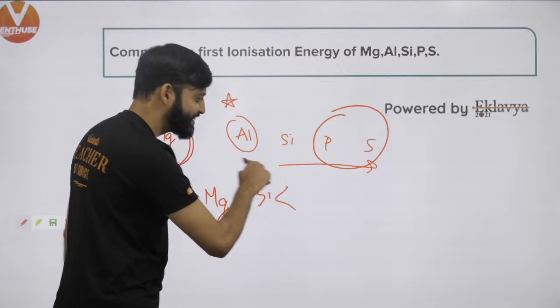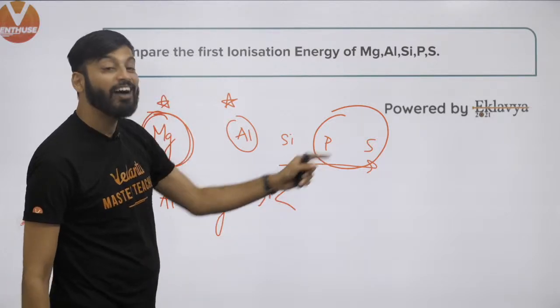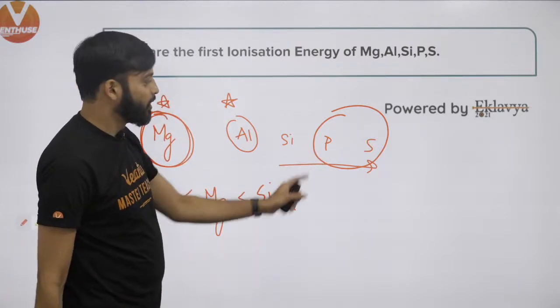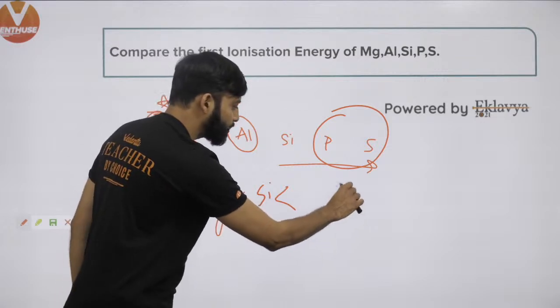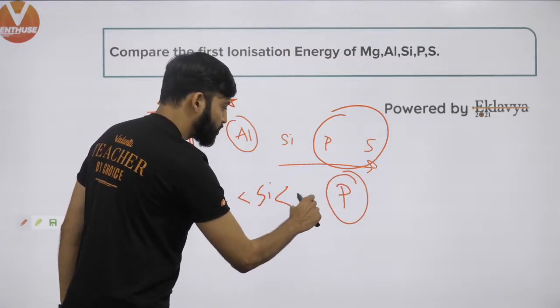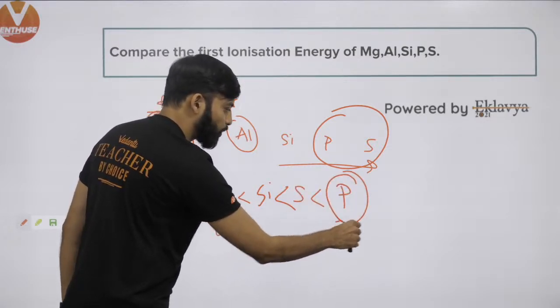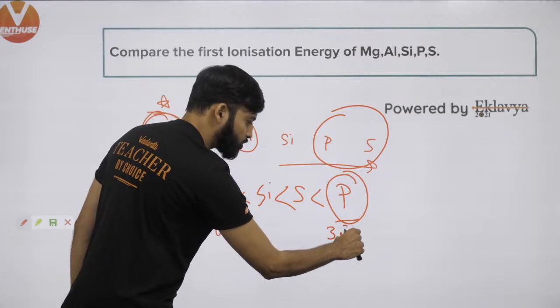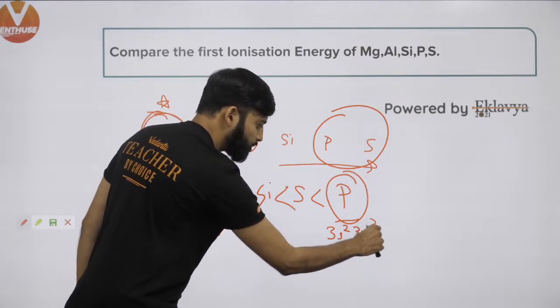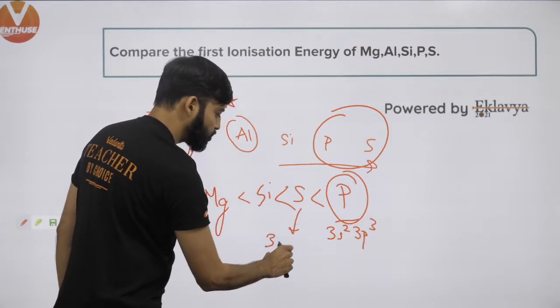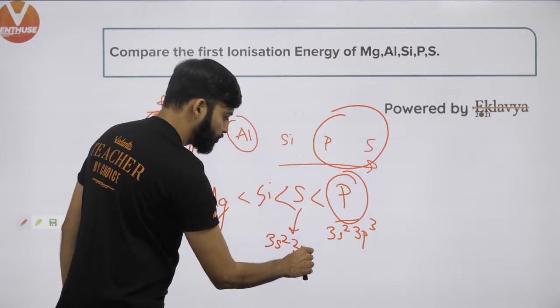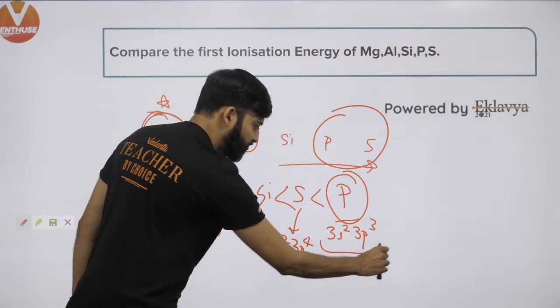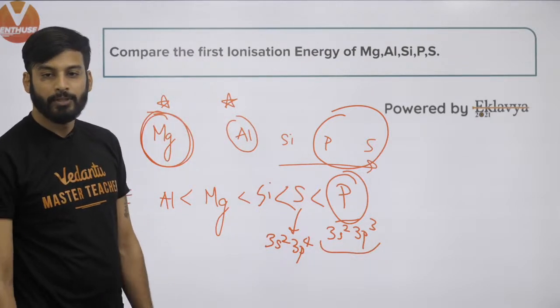So here the reason is because of half-filled configuration. Your phosphorus would be at the highest position because the configuration is 3s2 3p3. Here the configuration is 3s2 3p4. Half-filled configuration is more stable.